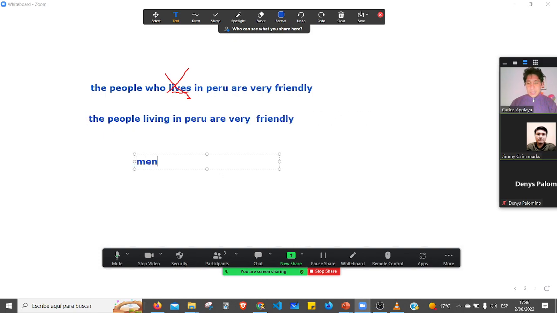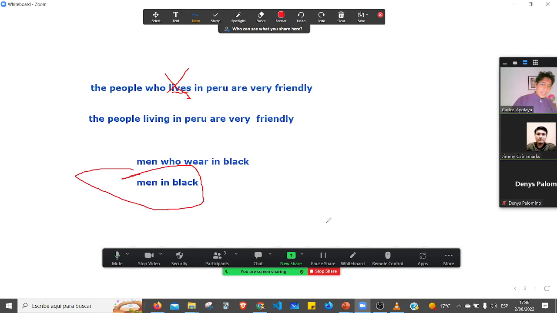So this is men who wear black. This is called men in black. This is the reason that we call hombres de negro, men in black. Men who were in black. Hombres que visten de negro. Y esa es la razón por la que se dice men in black. Did you understand Denise and Jimmy?